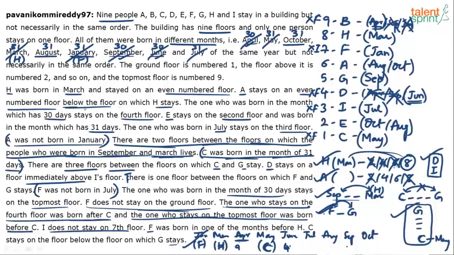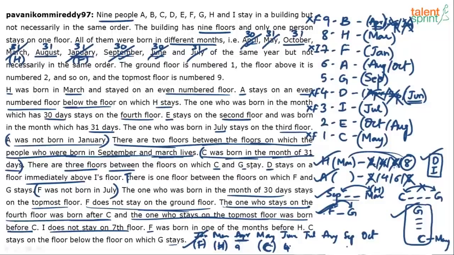Right? A stays on even number floor below the floor on which B stays, fixed. The one who was born in month of 30 days stays on floor 4, is fixed. E stays on 2nd floor and was born in the month which has 31 days. So both months have got 31 days. The one who was born in July stays on 3rd floor, is fixed. A was not born in January, is fixed. There are 2 floors between September and March, that's fixed. C was born in 31 days month, that's fixed.